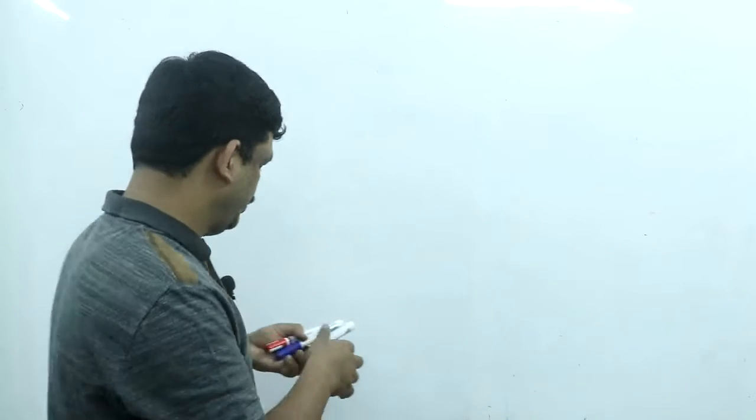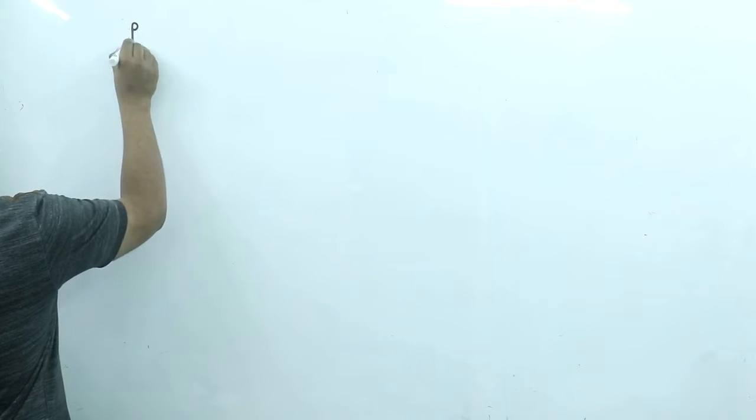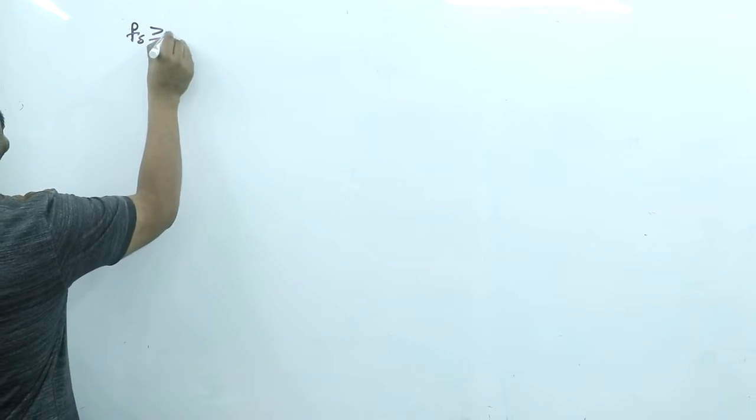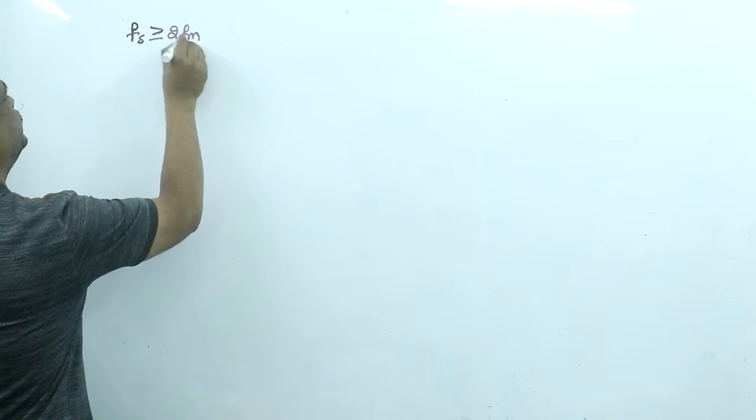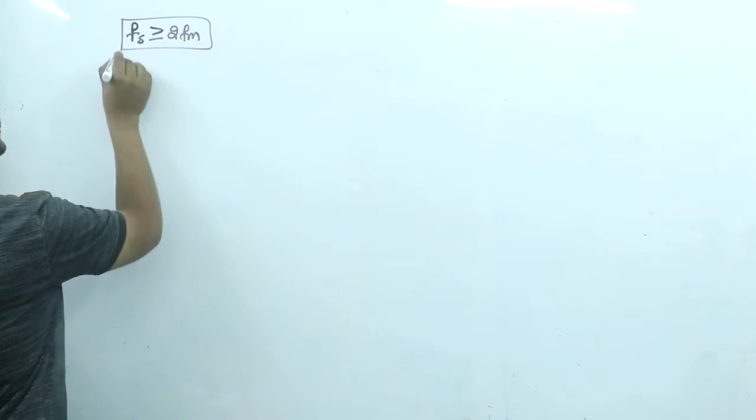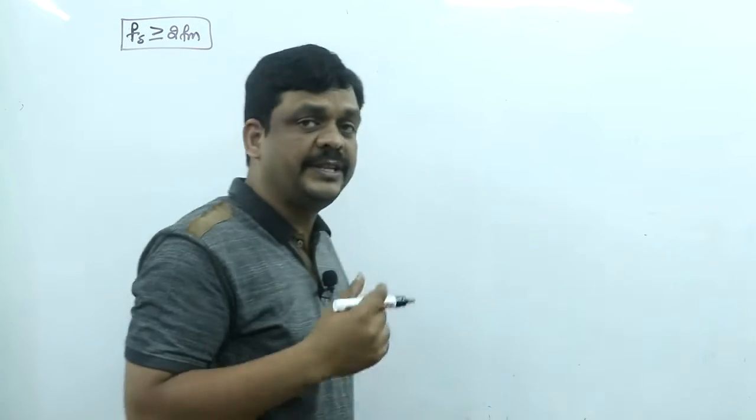Now we have to discuss a few problems from the sampling operation: how to find the Nyquist rate, and how to find the Nyquist interval from the given signals. From the sampling theorem, one frequency condition is defined. That condition is Fs is greater than or equal to 2 into Fm. This is explained from the sampling theorem.